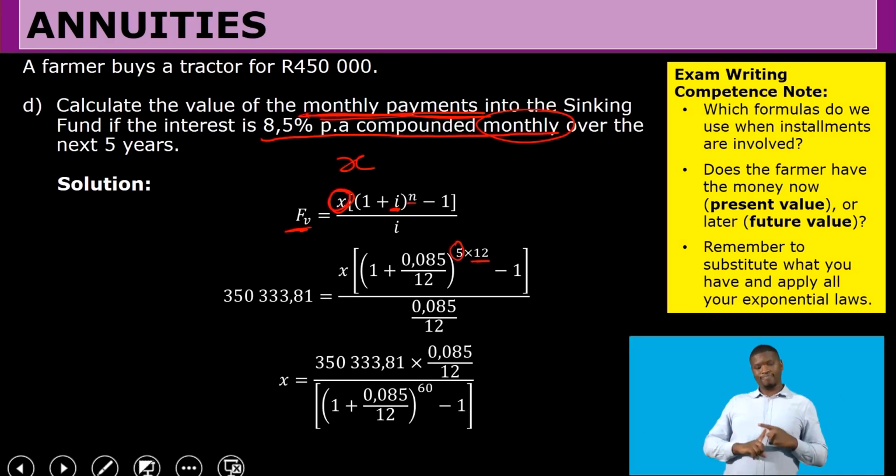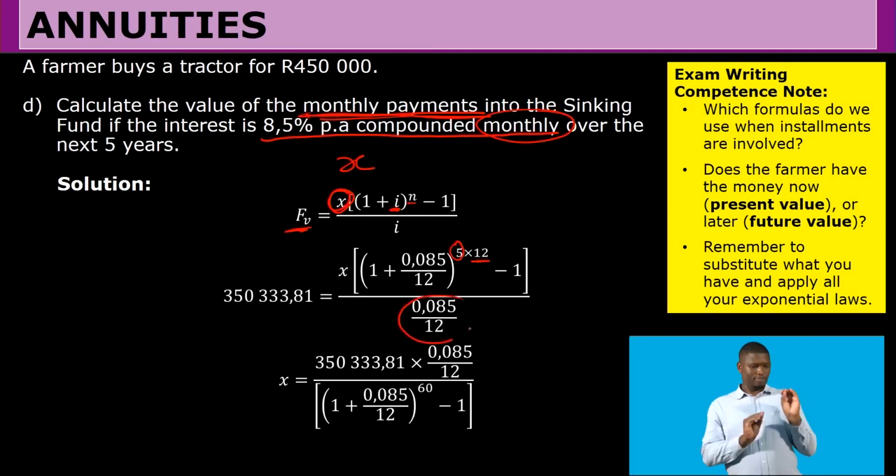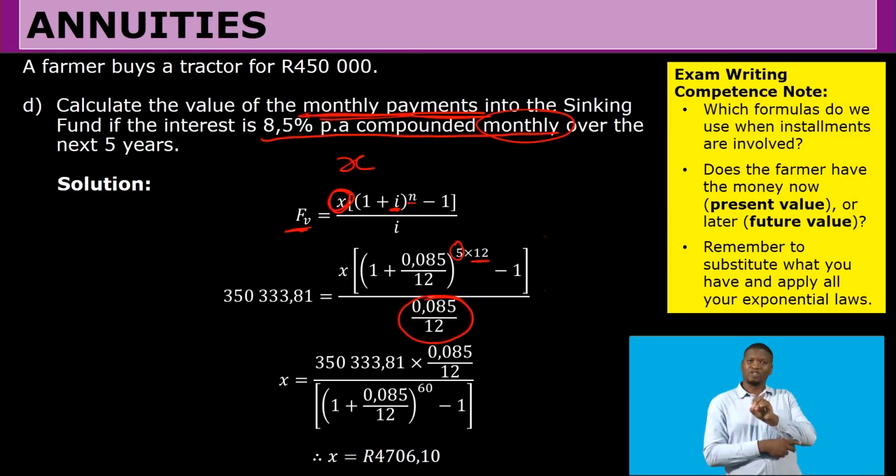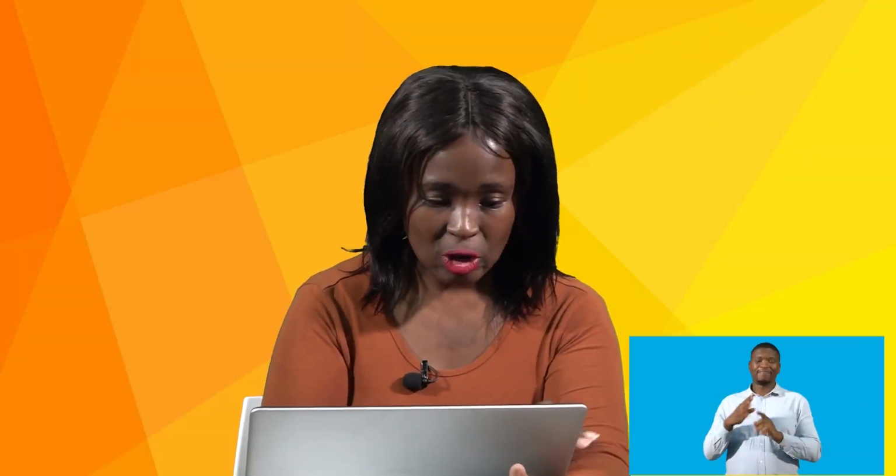Now, when we make x the subject of the formula, of course, we multiply both sides by the interest that is down there, and then we divide by that big bracket so that x can be alone, and that will give us a value of 4,706.010 cents. And of course, that is the monthly payment that this farmer is going to be paying into the sinking fund, so that at the end of 5 years, he has enough money to buy that tractor. Let's go over to a second example.